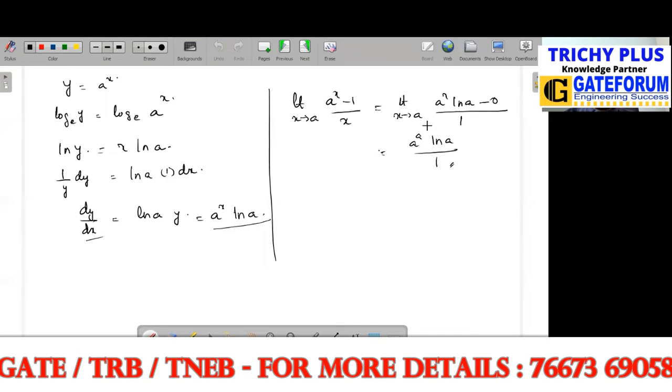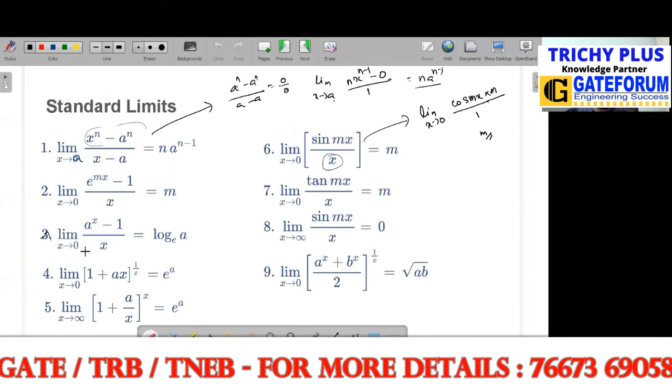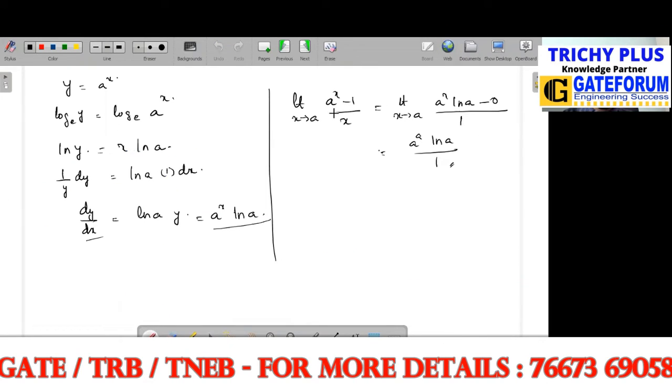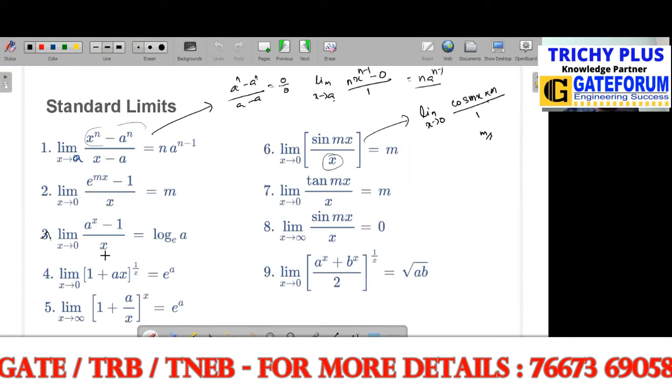Both are not matching, right? A power a. Okay, this is x tends to 0, correct? This is not x tends to a. This is x tends to 0. So if you put x tends to 0, what will you get now? This is going to be a power 0 ln a divided by 1, which is equal to ln a. This is nothing but log base e a, correct? So everything you can get.